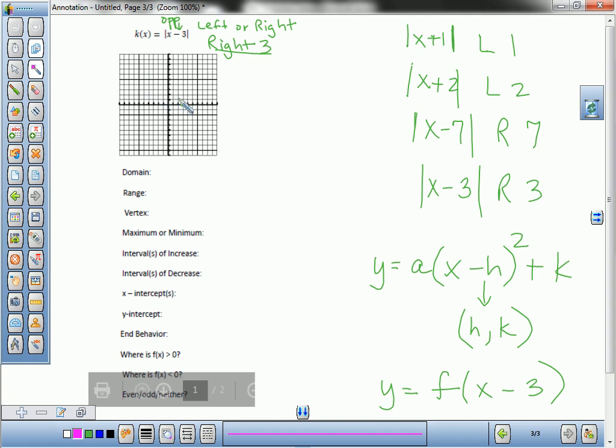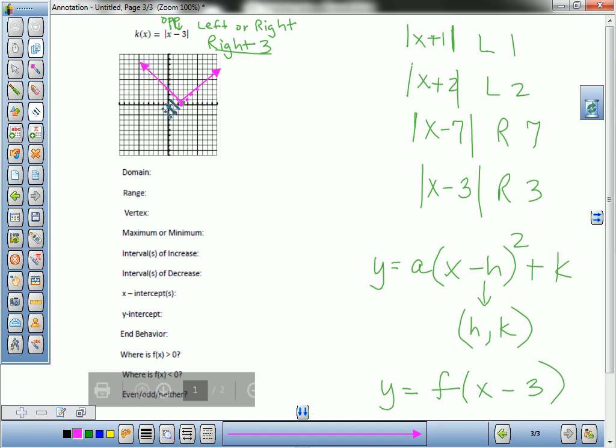So from here at (3, 0), we go right 1, up 1, left 1, up 1, because the absolute value of positive or negative 1 is 1. We go right 2, up 2, left 2, up 2, because the absolute value of positive or negative 2 is 2. Then we go right 3, up 3, left 3, up 3, because the absolute value of positive or negative 3 is 3. And then you have your V. And it should look like a V.